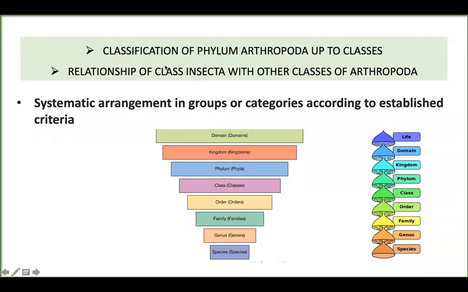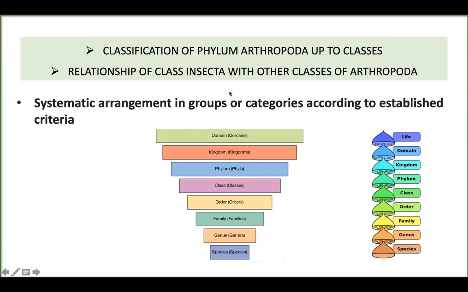Dear student, today we will study the classification of phylum Arthropoda up to classes and the relationship of class Insecta with other classes of Arthropoda. This is one of the chapters of the UG course, Fundamentals of Entomology, where we will be dealing with the classification of phylum Arthropoda and their relationship.